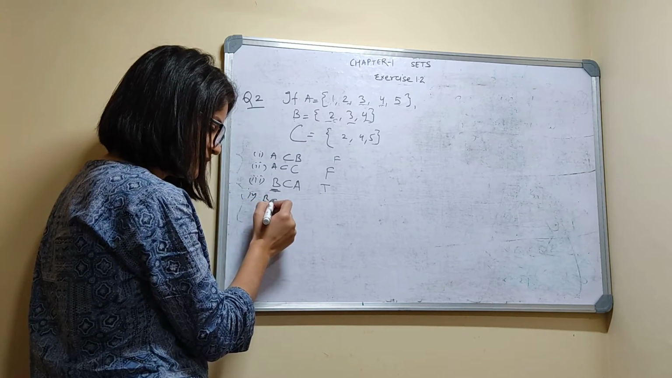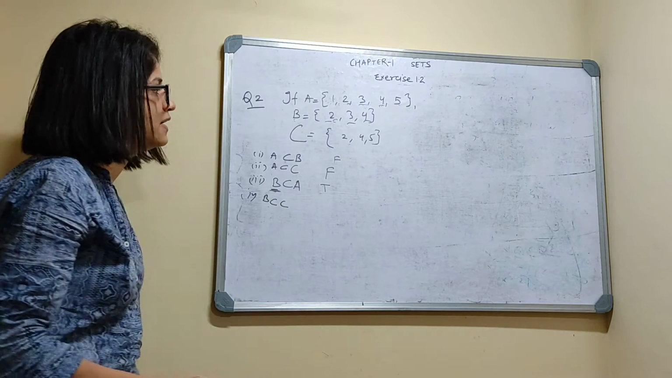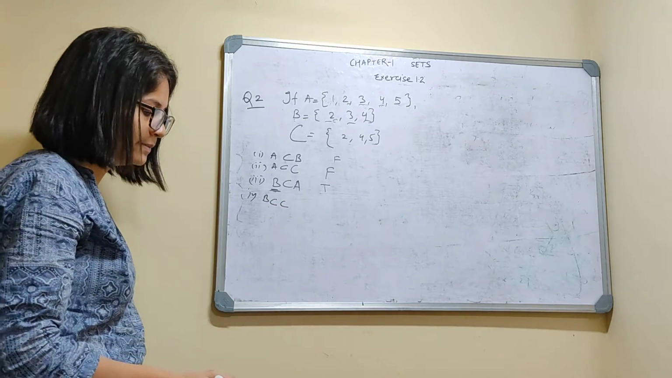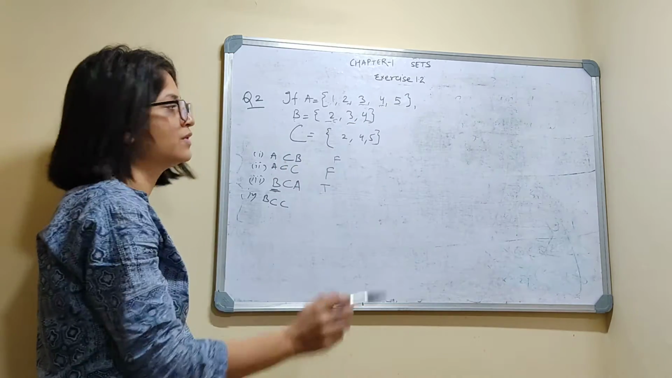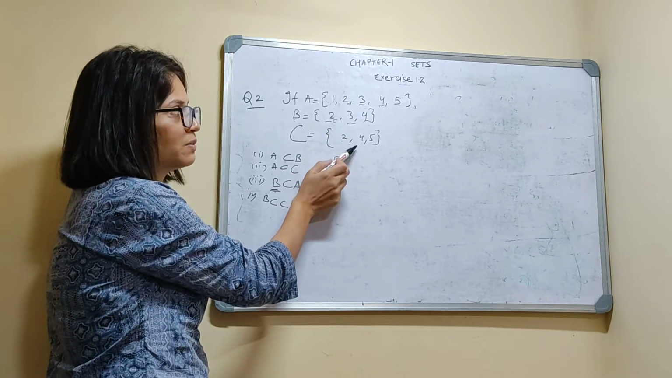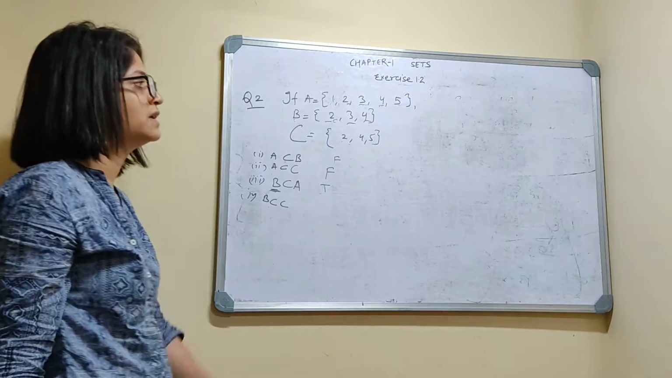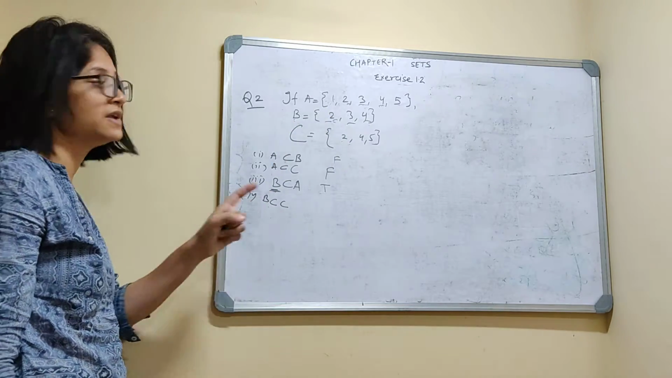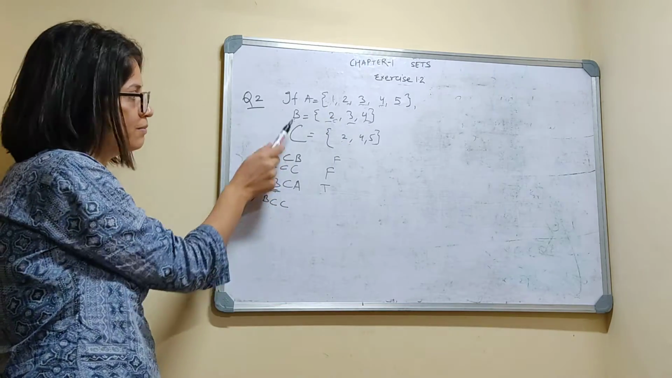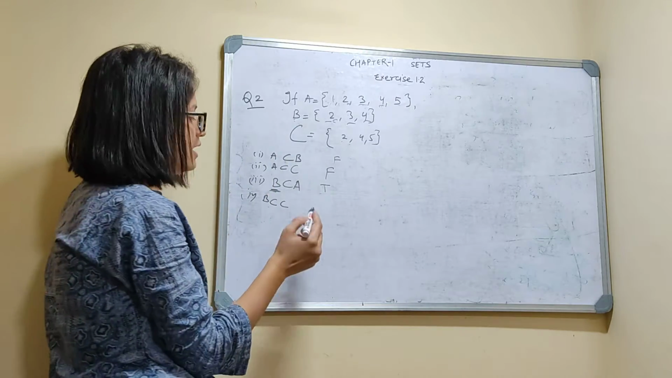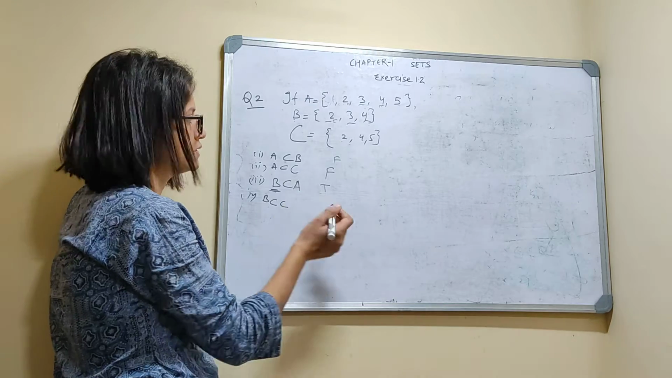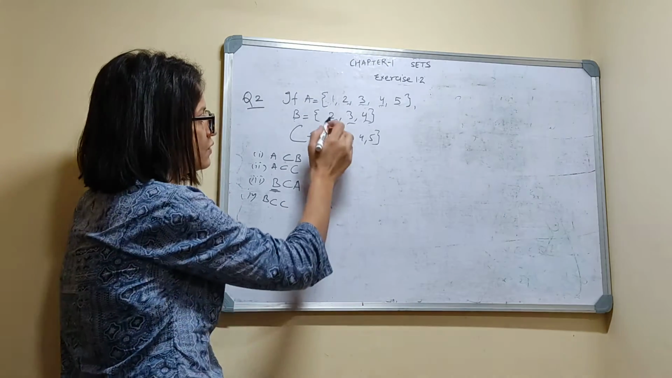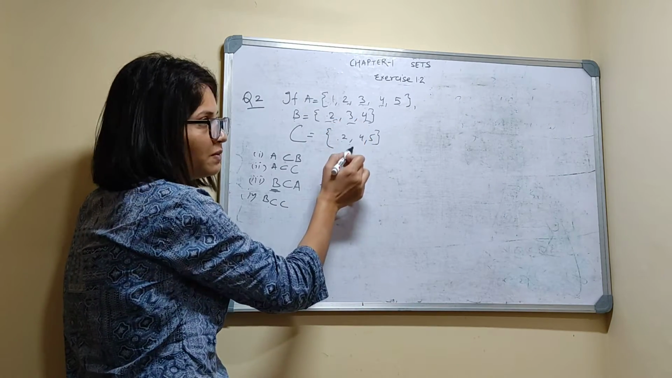Part 4. Is B a subset of C? You can see B is {2, 3, 4} and C is {2, 4, 5}. 2 is present, 3 is not present, and 4 is present. But 3 is not present in set C. Every element of B should be present in C, then only the condition is true, otherwise it is false. Answer is false, because 3 is not present.